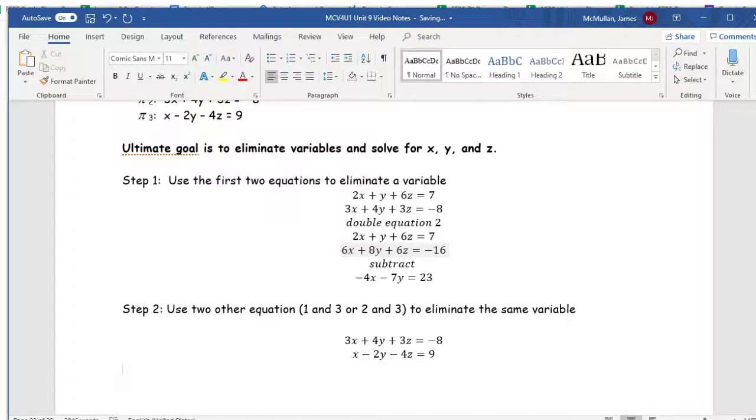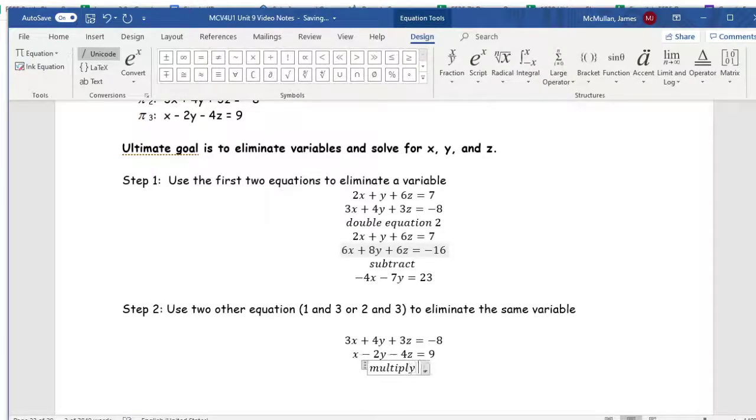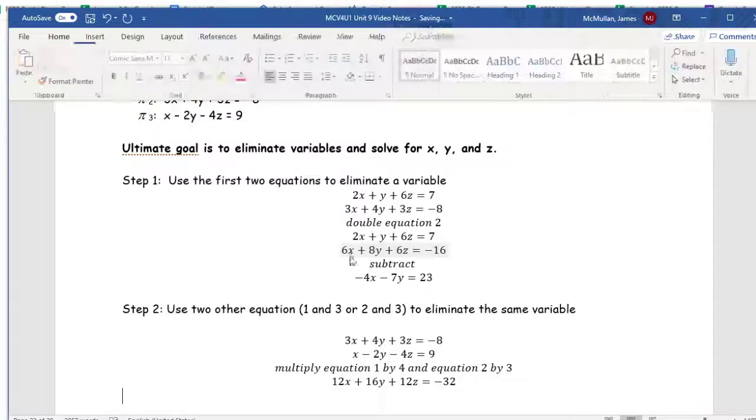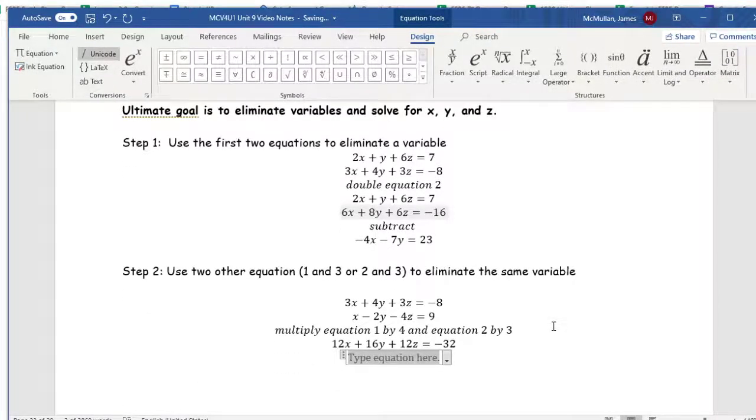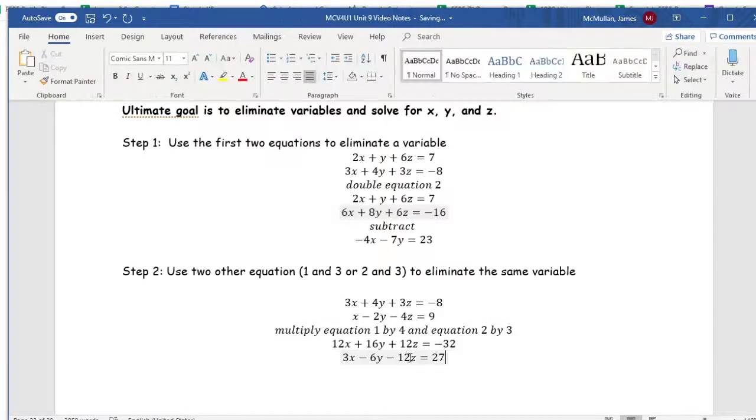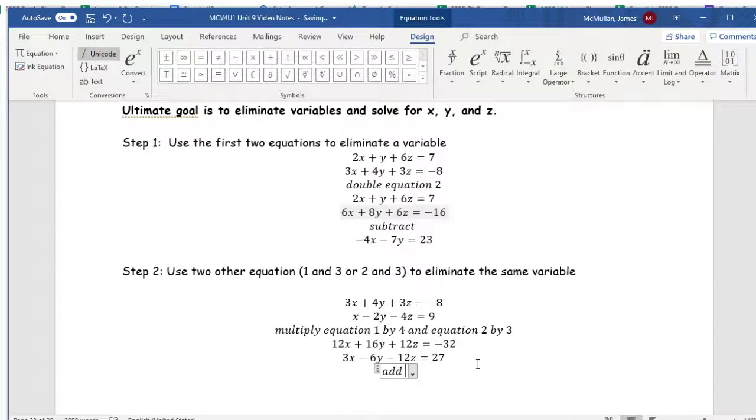Now we need to get the z's to be the same coefficient, so we're going to multiply equation 1 by 4 and equation 2 by 3. Okay, so in the first case, 12x plus 16y plus 12z equals negative 32. So same equation, I just quadrupled it. Second equation, I'm going to triple. Okay, so I tripled the equation number 2. Now I see they both have 12z, so I'm going to add them together. 15x plus 10y is equal to negative 5.